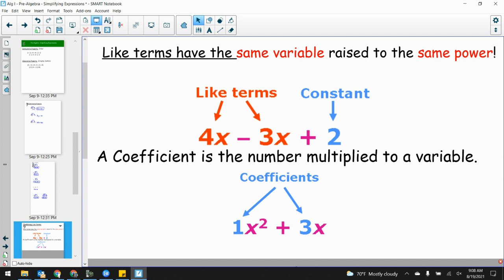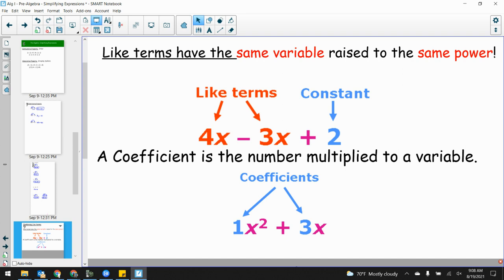The numbers that sit on the outside are always called the constants. You will hear me call it the constant term pretty often. So the like terms are same variable raised to the same power. The numbers that are just sitting out there are called the constant terms.